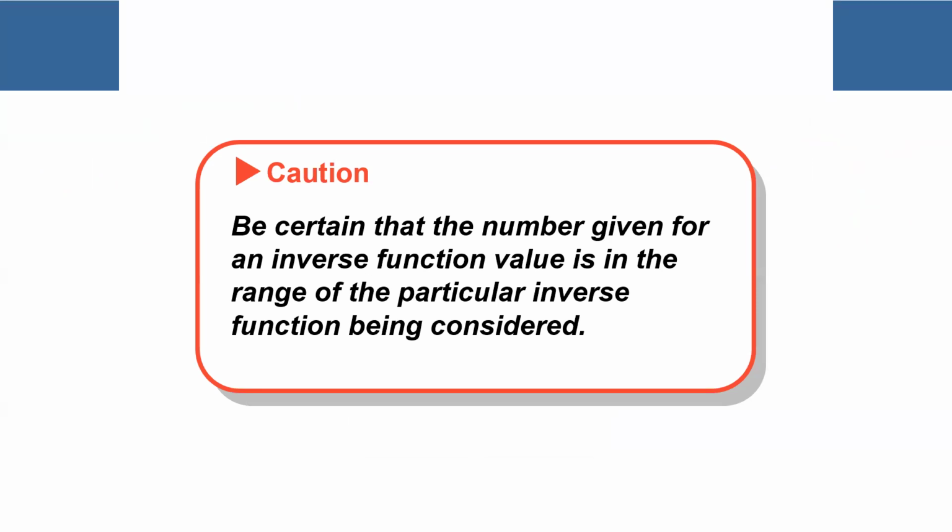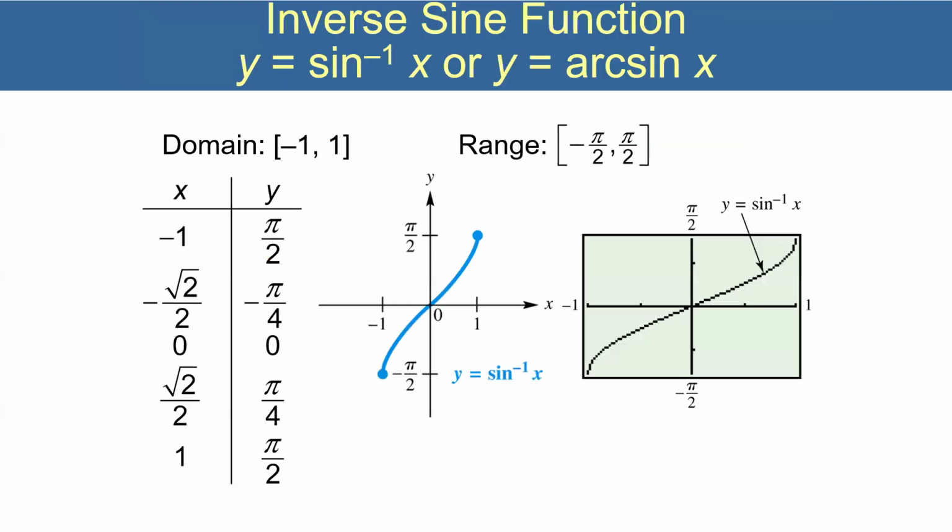Okay, so make sure that it's in the range. So if you see a number that's outside of that range of -1 to 1, then that tells you it is not possible. All right, so let's talk about the function.